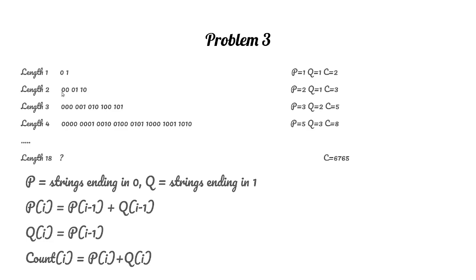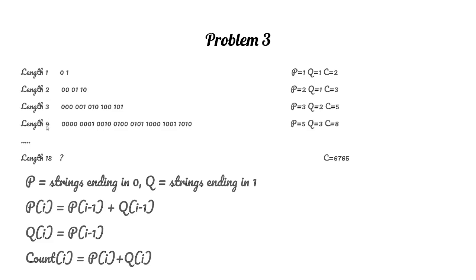Let's see how. So 0, 0 is the first string. We can append 0, we get 0, 0, 0. Then we append 1, we get 0, 0, 1. When we have 0, 1, we will append 0, we get 0, 1, 0. And then we cannot append 1. Then when we have the 1, 0 string, we will append 0, we get 1, 0, 0. And similarly, we can append 1, 1, 0, 1. So that's how we get strings of length 3 from strings of length 2.